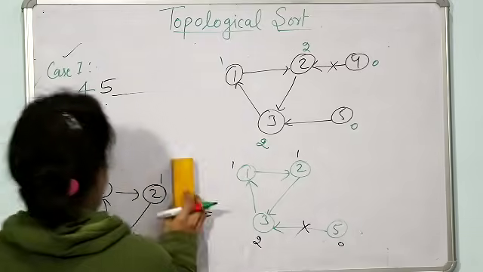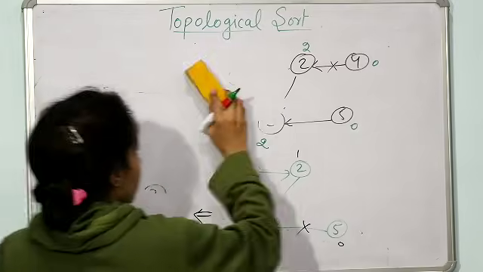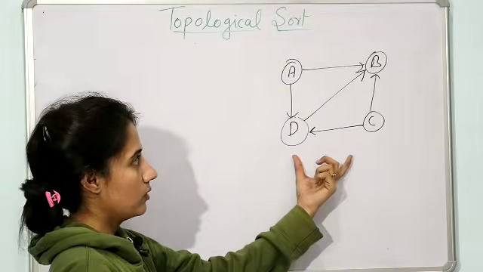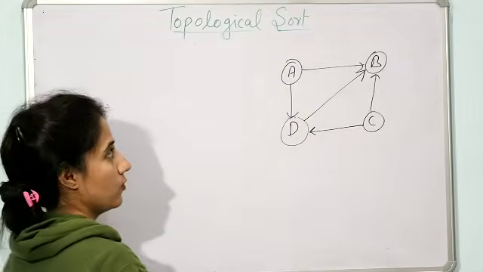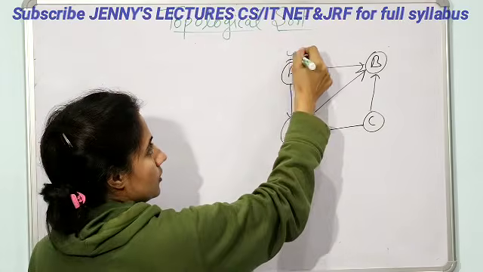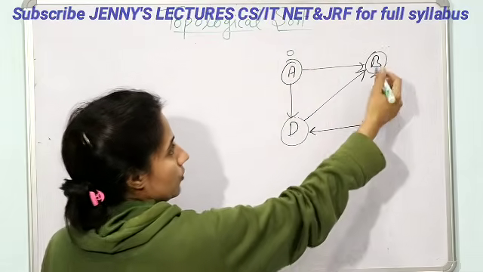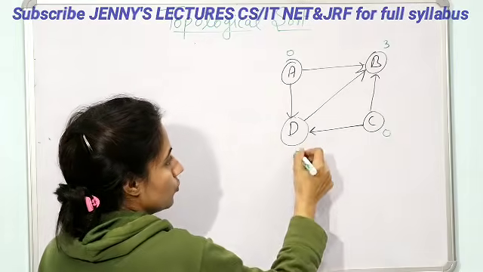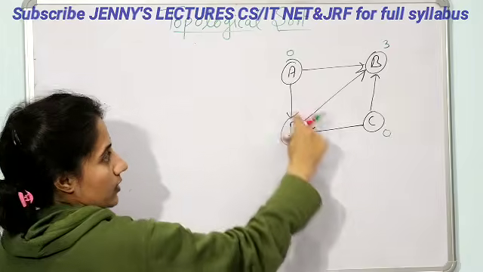You can take one more example. Suppose we are having this kind of graph. Now we are supposed to find out the topological sorting of this graph. Find out, first step, the in degree of every vertex. In degree of A is 0, no edge is coming. In degree of B is 3. In degree of C is 0. In degree of D is 2. Select a vertex having in degree 0.